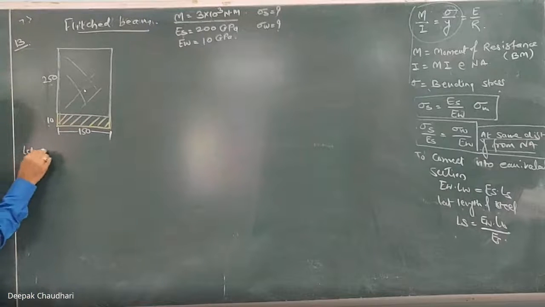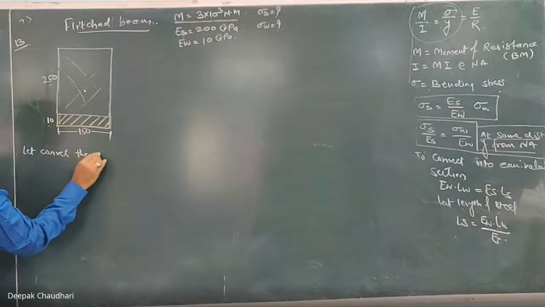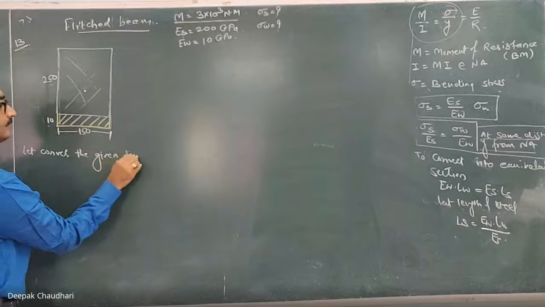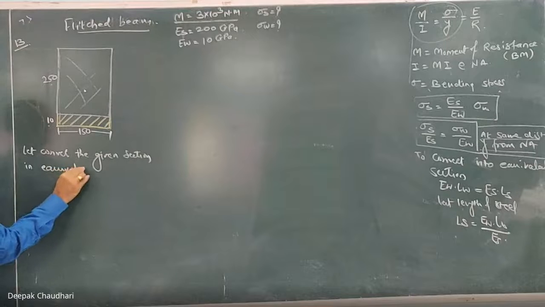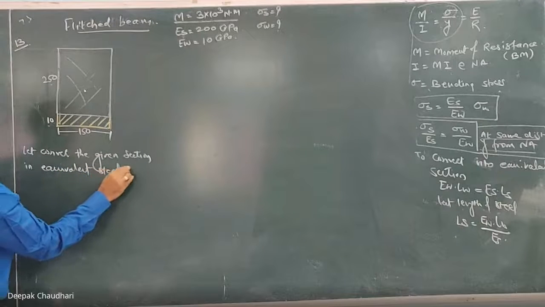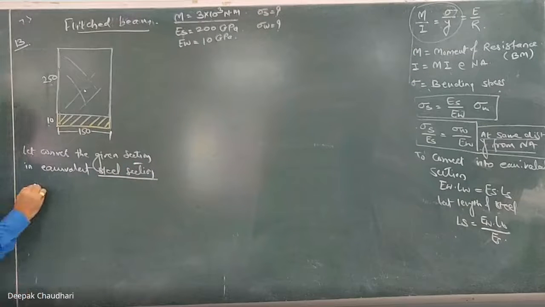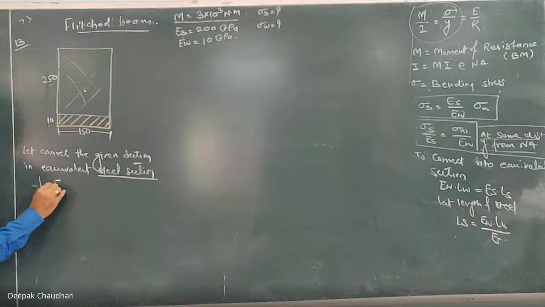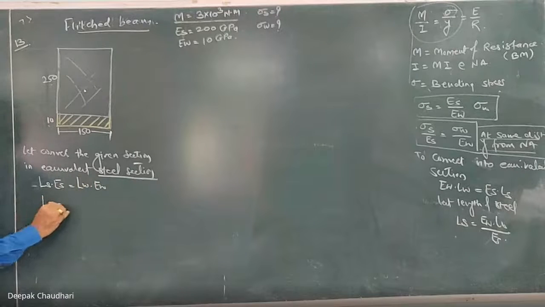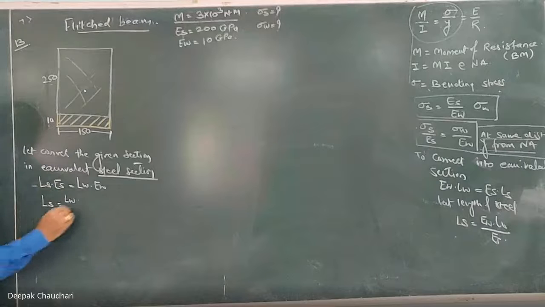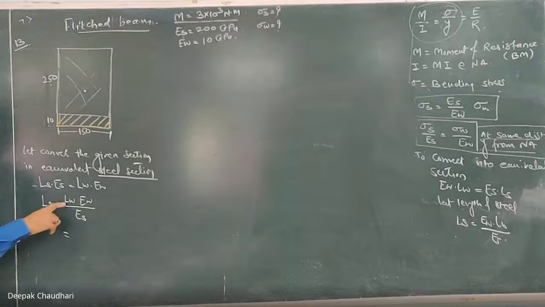So let's convert the given section into an equivalent steel section. The relation is L_S into E_S equal to L_W into E_W. So the length of the equivalent steel section is equal to the original length of the wooden section into E_W upon E_S.